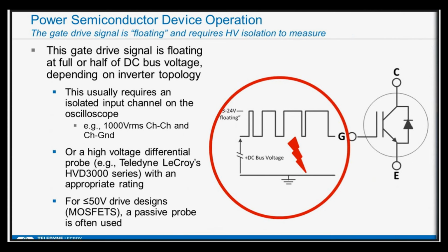Okay, so let's continue where we left off. Basically, for any power semiconductor device, that gate voltage is floating at the DC bus, so you have to be very careful how you probe it.